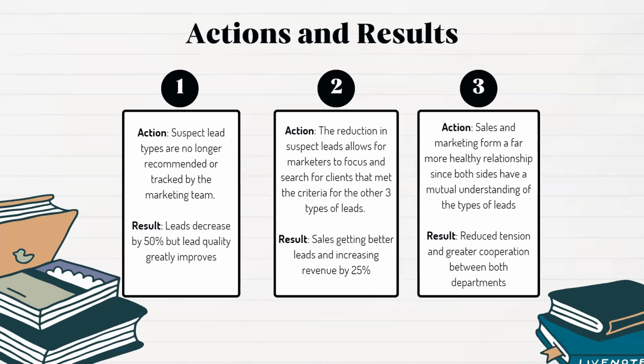So as a result of this, the suspect lead types were no longer recommended or tracked by the marketing team. That resulted in a huge, over half decrease of the leads, but the quality went way up. And management was initially very worried about this, but as we see by the second action and result, the reduction in those suspect leads allowed marketers to focus on actual clients that were interested in their product. This resulted in revenues increasing by 25%, so a huge improvement.